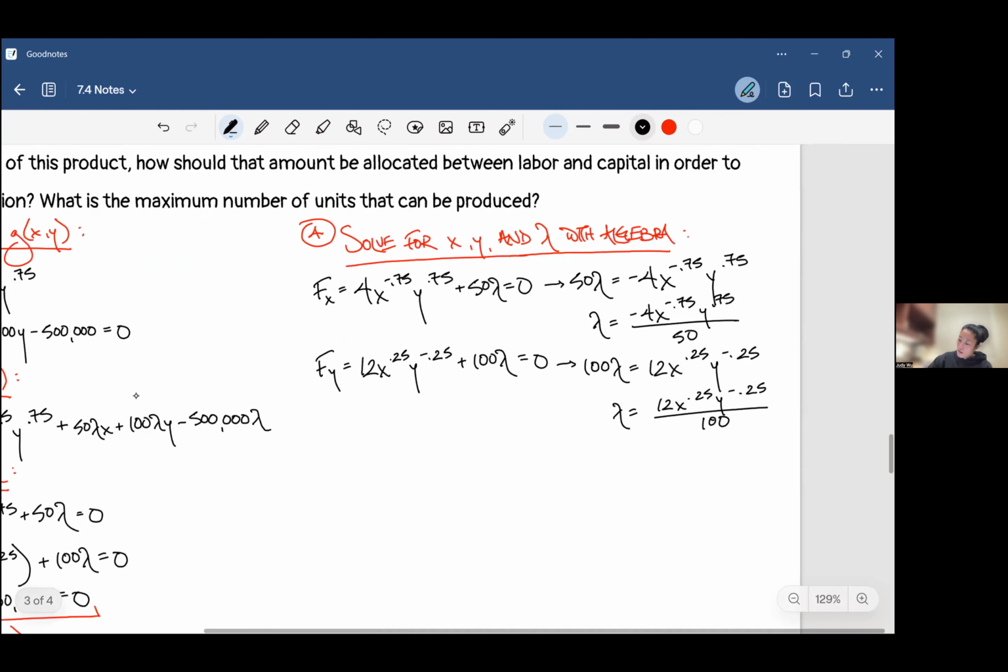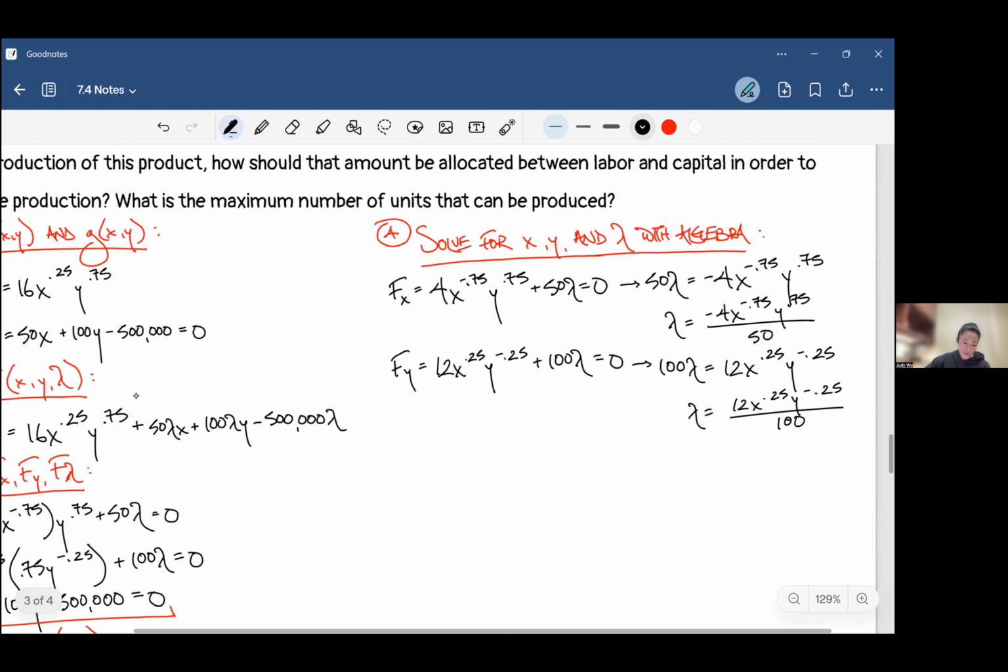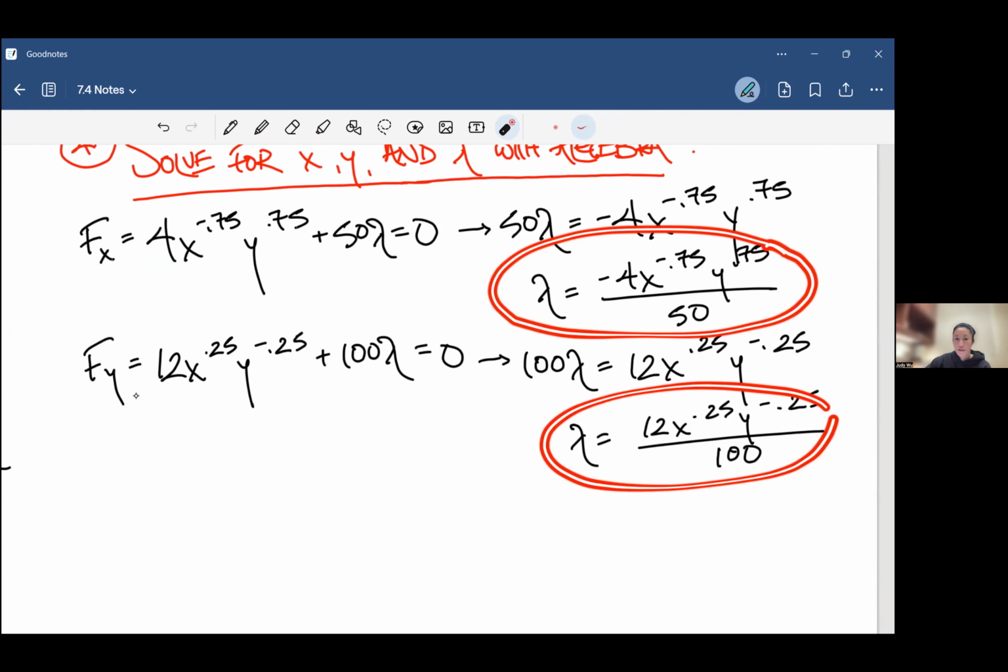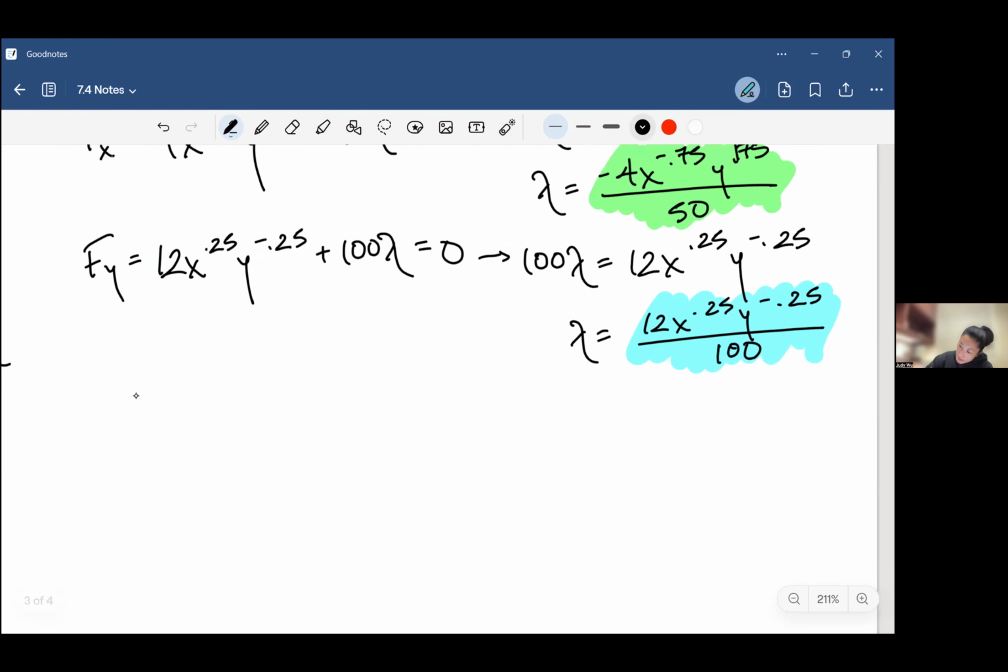Now, all of this is pretty gross, but let me show you something kind of cool. What we've done here is we found lambda and we found lambda. So this way of saying lambda has to be equal to this way of saying lambda, right? They're both equal to lambda, so the one in the green has to equal the one in the blue. And so let's write that as our next line.